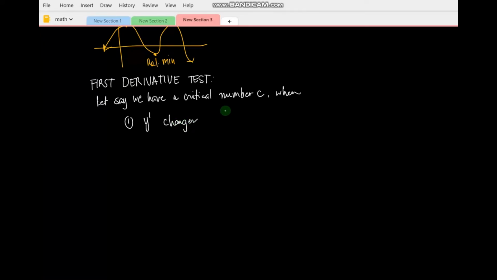changes from negative to positive. So what does negative to positive mean? We have to choose values, one from the left of c and another one from the right of c. So if y prime changes from negative to positive, then we have a relative minimum.